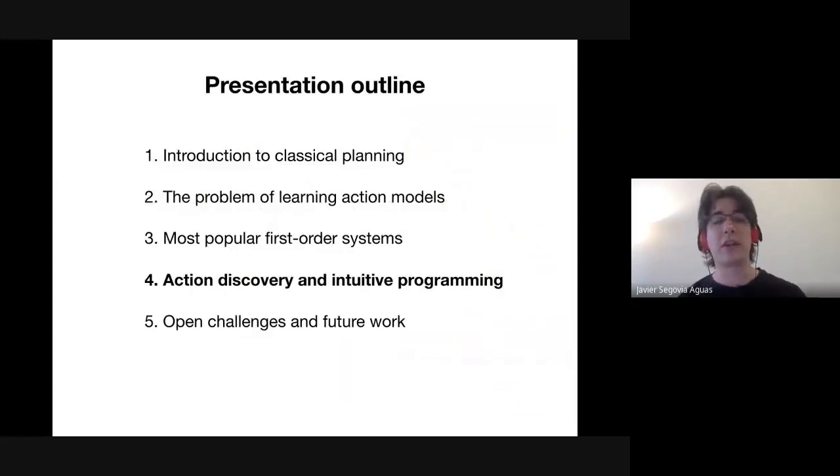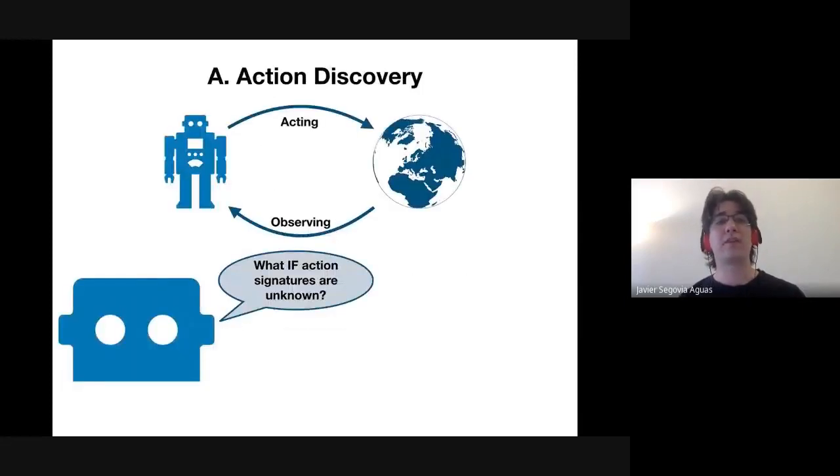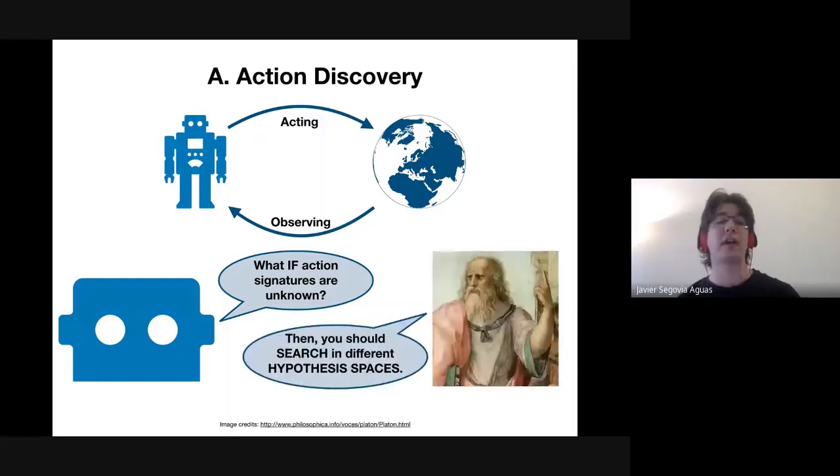So how does all this relate to EDI? In EDI, we have contributed with two problems. One is action discovery, which means what if action signatures are unknown, which means that we don't have the name, we don't have the parameters of the actions, so we have no information about actions, we just can see states. So what it tells us is that you should search in the different hypothesis spaces. You have to hypothesize over hypotheses.